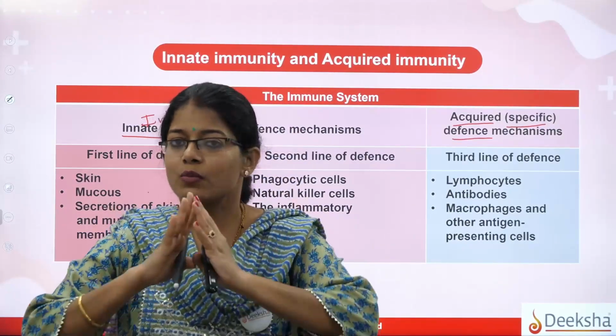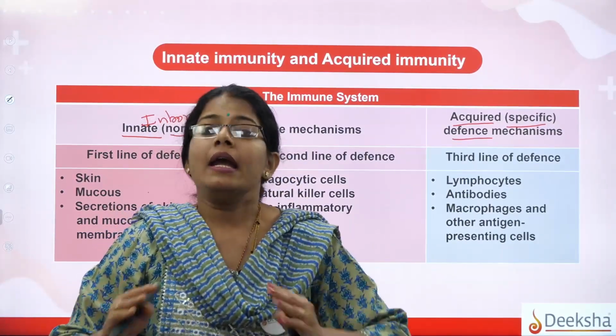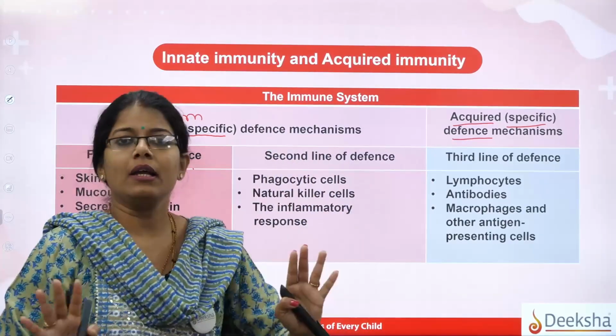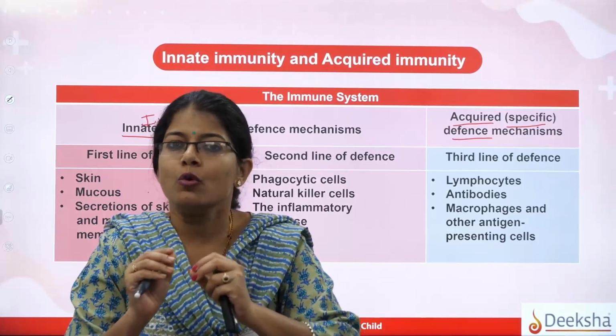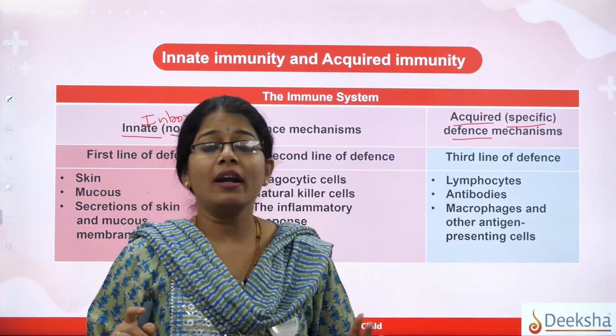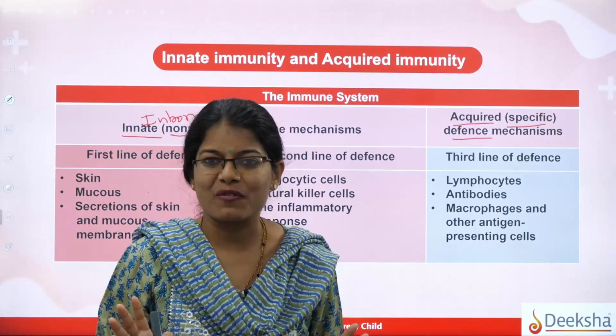Third line of defense is very specific, very strict. In case a germ escapes these 2 lines of defense, the third line will not allow the organism to establish in the body so easily. So that's why God has gifted us with all the 3 lines of defense mechanism.